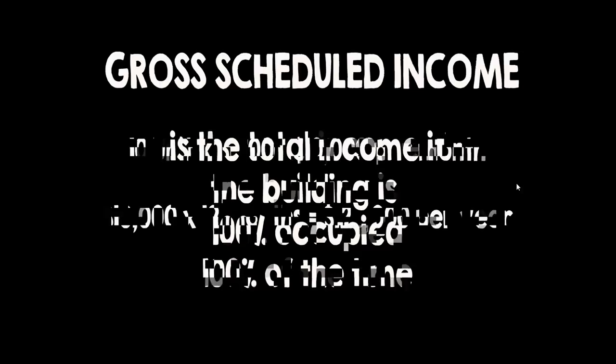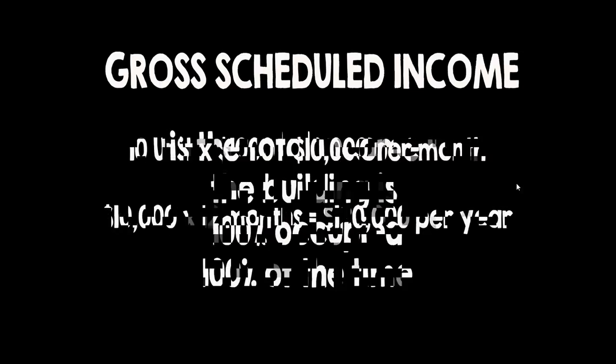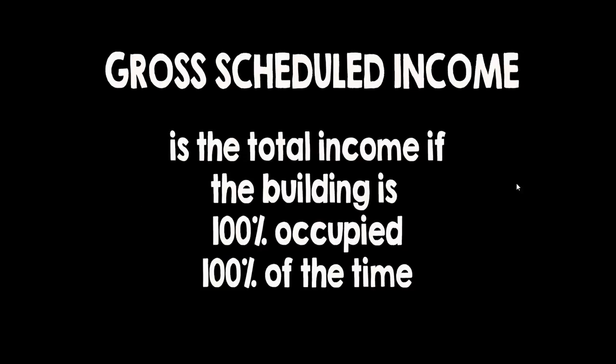And this number is computed by adding all of the rents from all occupied units and adding the market rent for any unrented units as well into the equation. Although gross scheduled income could refer to monthly income, it's generally used to describe yearly income. So we multiply it by 12.